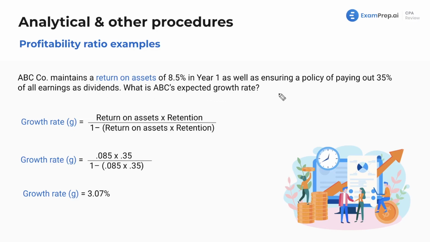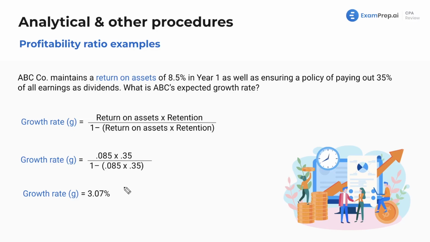Well, our retention is asking what's our retention of cash, and what we're retaining is what's not paid out in dividends. So you see here, 35% of all earnings as dividends. We're retaining that for the shareholders. We're going to take our return on assets, which is 8.5%, times our 35%, and divide that by 1 minus both of those, giving us a growth rate of 3.07.